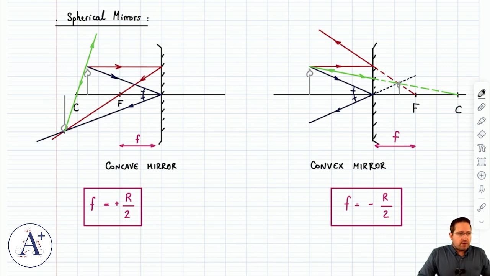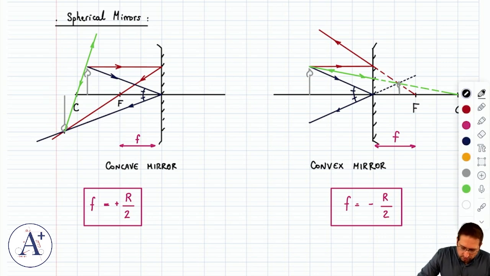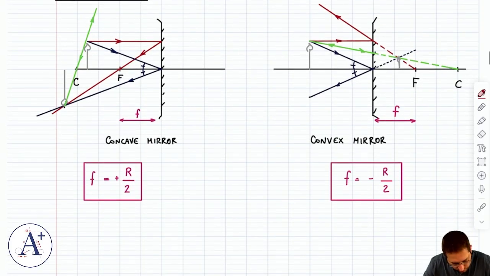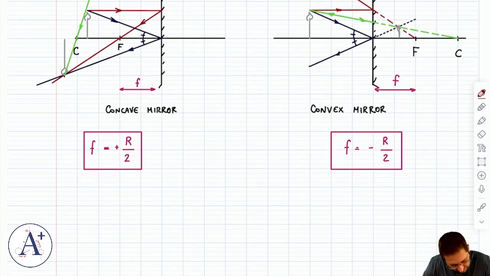Okay, so that is for spherical mirrors. You have to know how to do the ray tracing. You have to know how to find f if you're given the radius, because that's the definition. Focal point is in between C and the mirror. And of course you have to assign the proper sign, plus or minus, based on whether you have a concave mirror or a convex mirror. And then there are two more equations for spherical mirrors, and we can move on to lenses.